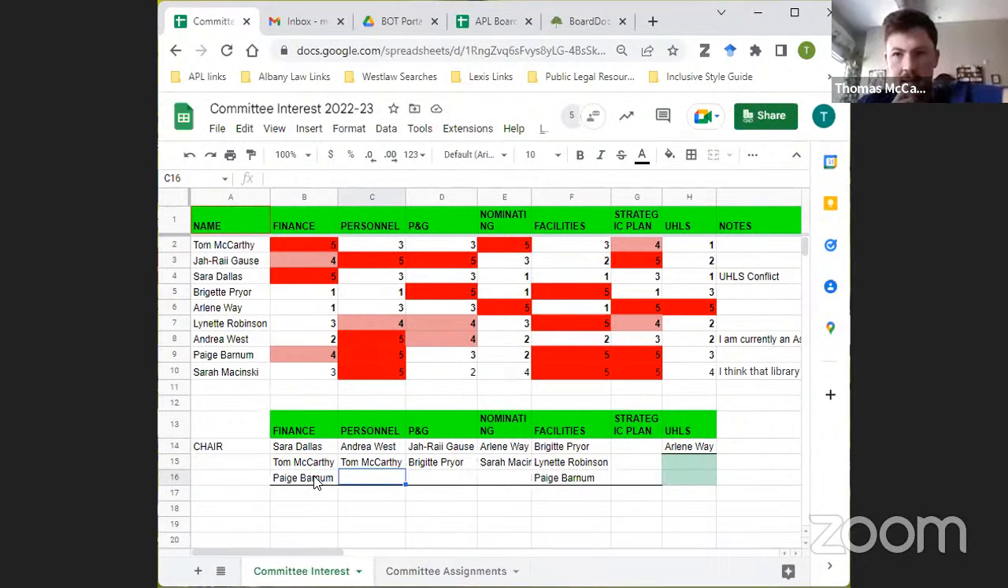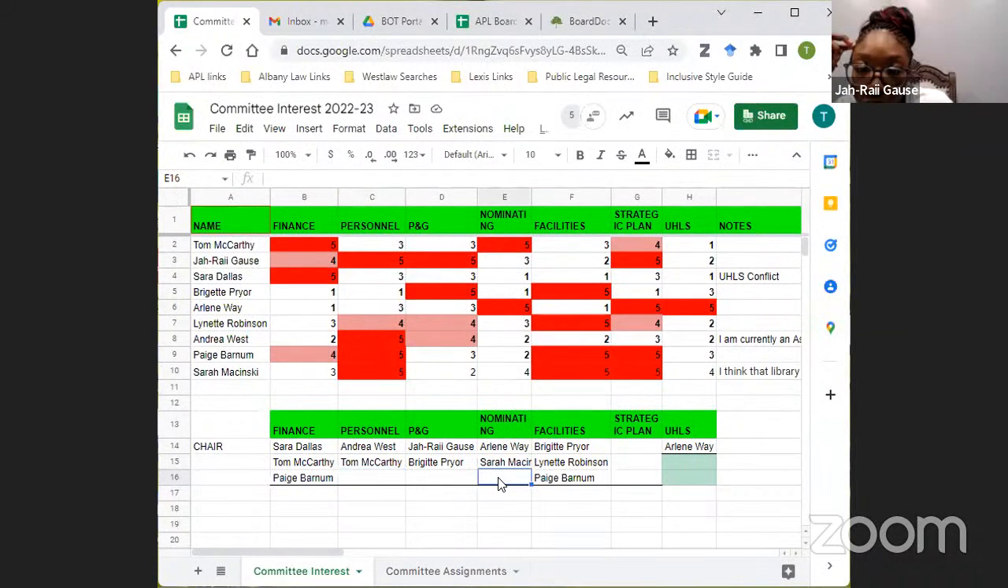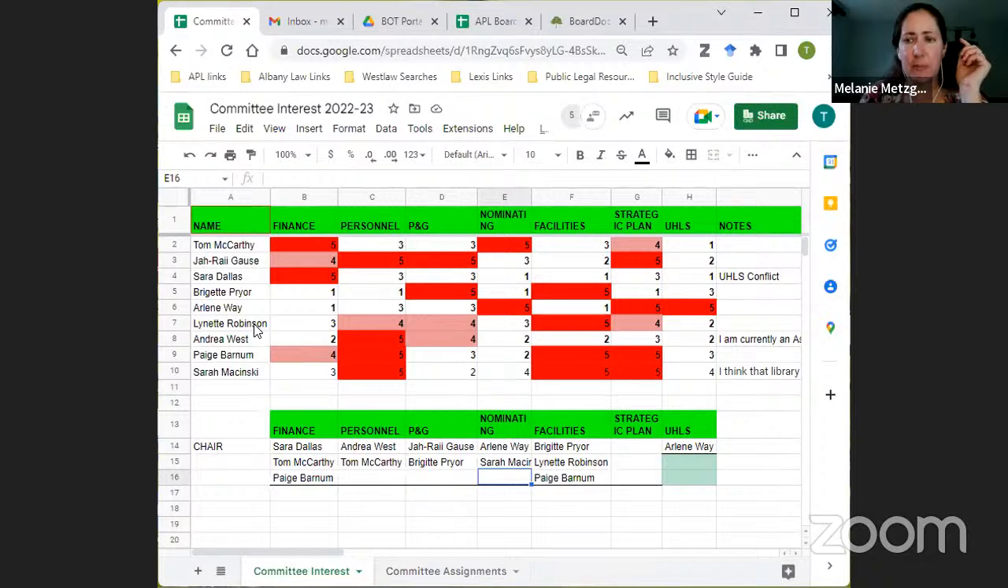Perfect. All right. So what's the other committee we had done? Facilities, right? We're done. Cross it off. For now, we just want to make sure that we're keeping everybody equal and not putting too many people on too many committees. Yes, absolutely.